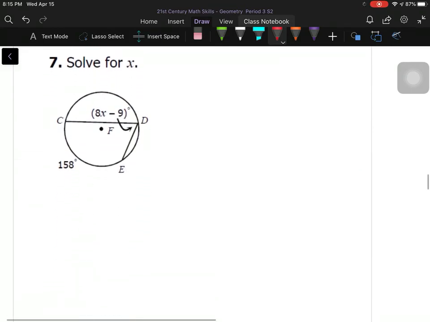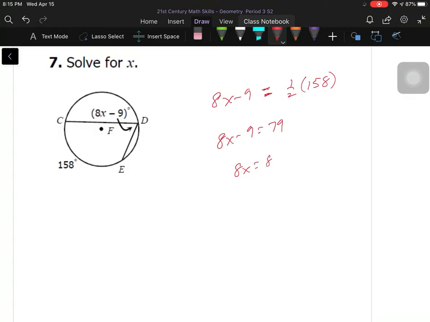Okay, now it says solve for x. So the x is the angle, 8x minus 9. So the angle equals half the arc. So 158 divided by 2. So 8x minus 9 equals 79. So add 9, 8x equals 88, so x equals 11.